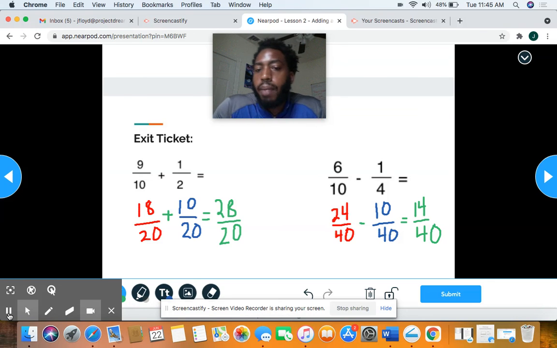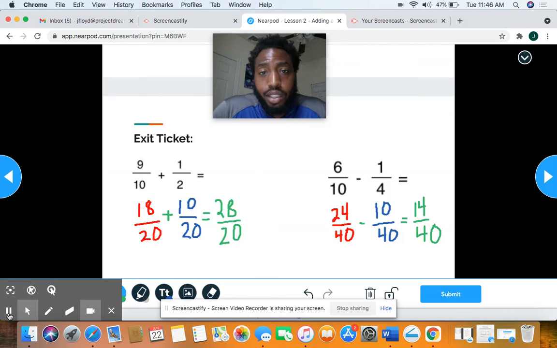Moving to our second problem, the same common denominator strategy. We did 6 times 4, which is 24, and 10 times 4, which is 40. Then we did 1 times 10, which is 10, and 4 times 10, which is 40. Now we have the common denominator: 40, 40, and 40. Our denominators are common. Then we do our subtraction, 24 minus 10, and that is 14.